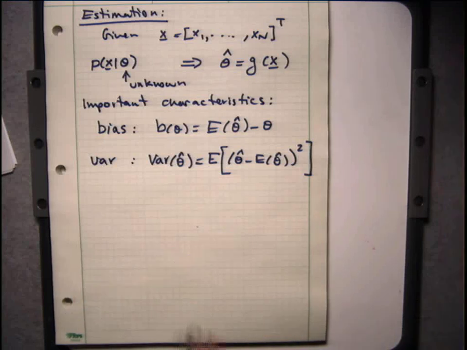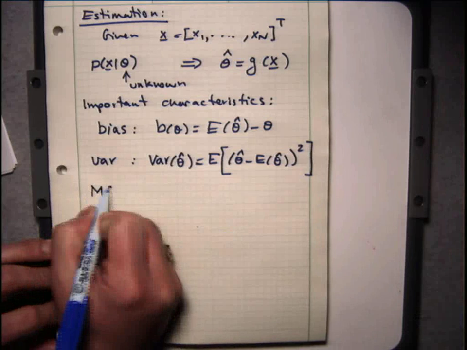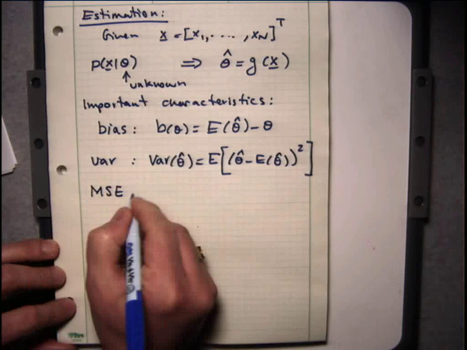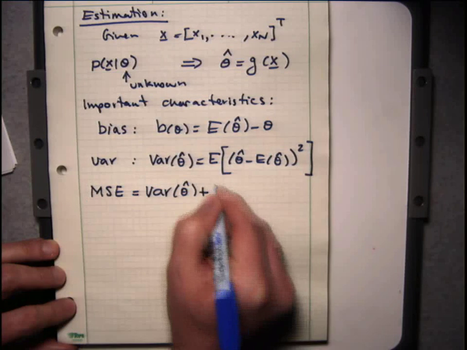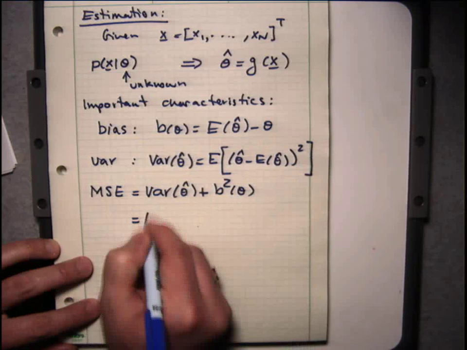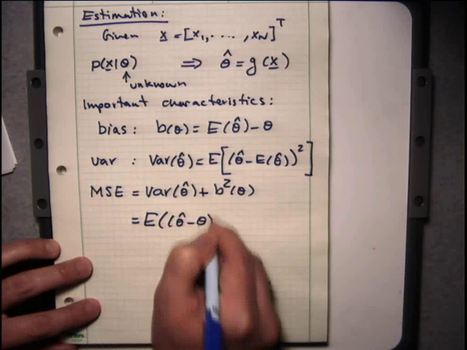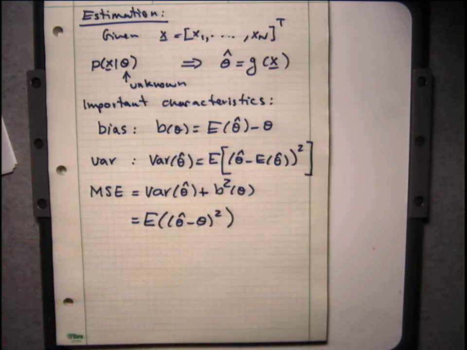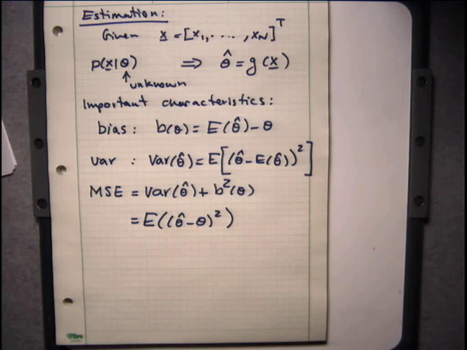Okay, so putting these two together, what we had was the mean squared error. This is the variance plus the square of the bias. And the expression for this is the expected value of theta hat minus theta, squared. I am only reviewing here the scalar case, but I expect you to know the vector case as well.